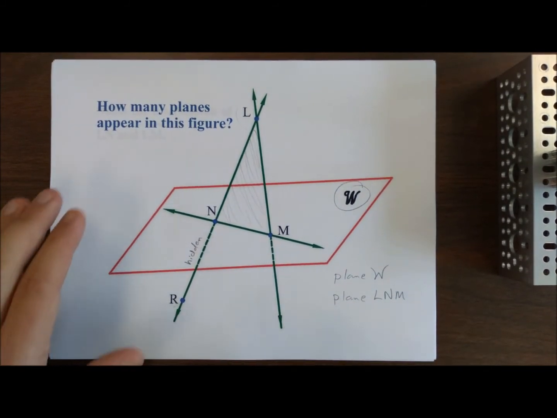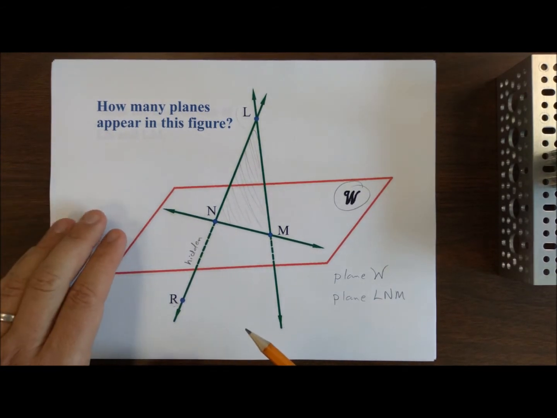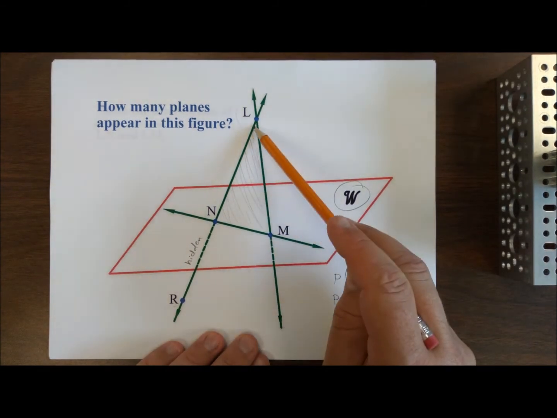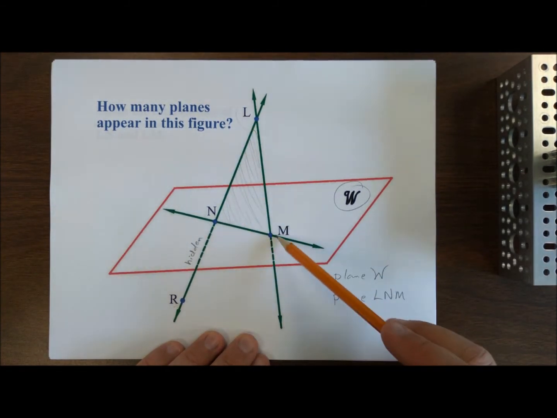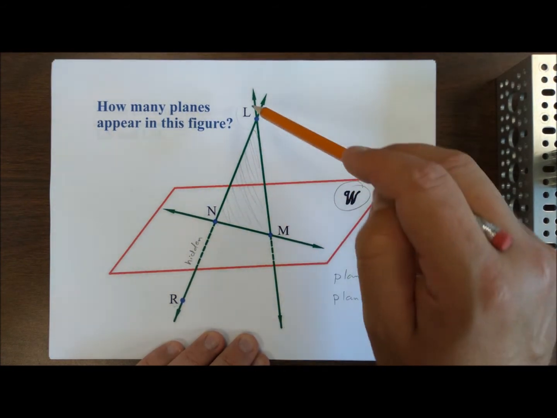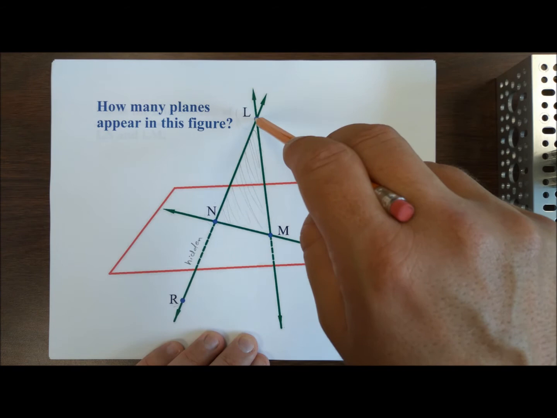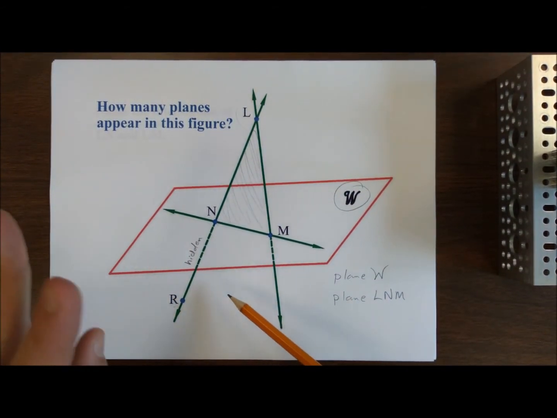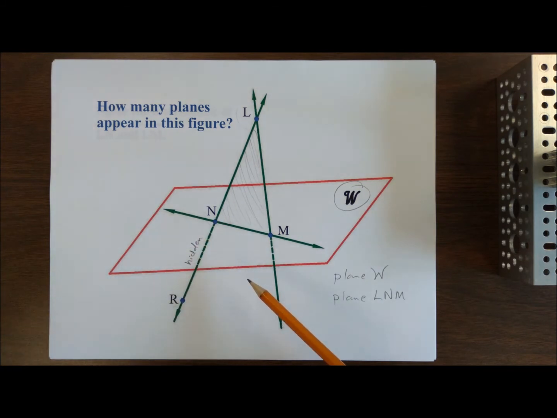Now notice this question is asking how many planes appear in the figure. It's not asking how many different ways can you name the planes, because I could call this plane here LNM, NML, MLN. I could go clockwise and call it LMN. There's a lot of different ways to name it, but there's only actually 2 planes in this figure.